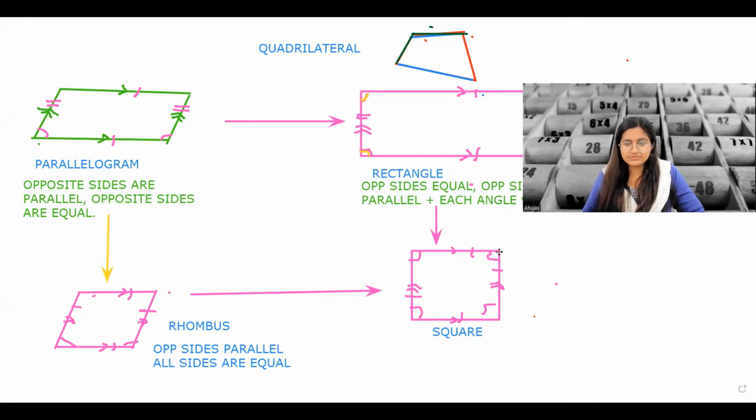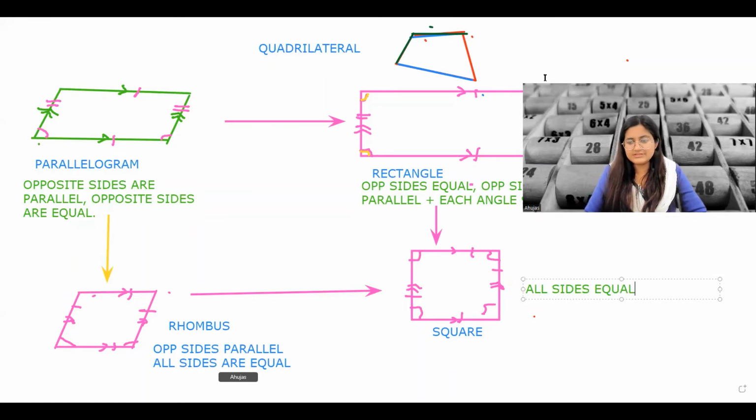What can we say about a square here? So let's see the properties of a square. All sides equal, as well as each angle 90 degrees. All right. So these are the properties of a square.